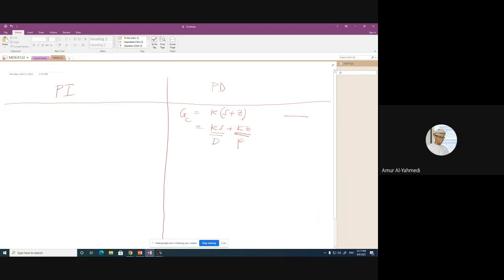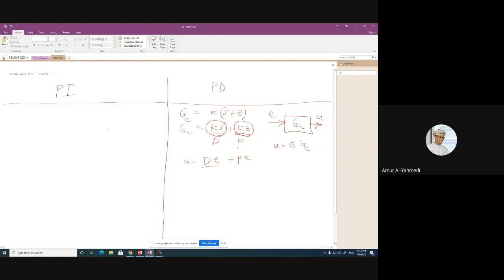So you put your controller GC and you have the error coming in, and the output is your control signal that will go to the plant, to the pendulum, to the tank. So my U equals the error times GC, and this is my GC. So it is the derivative of the error times K, which is just a number, and Z is a number, this is proportional to the error. So U equals D times the error, the derivative of the error, plus P times the error. This is just proportional to the error.